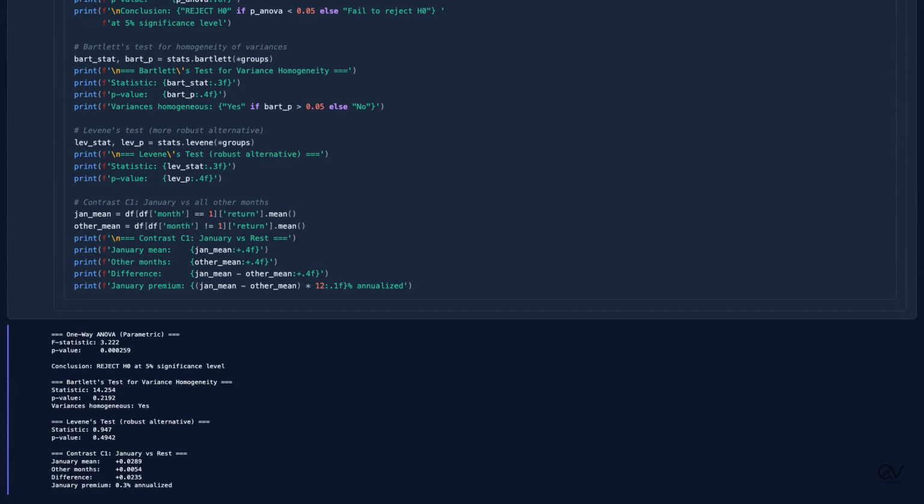The parametric ANOVA confirms the non-parametric results. The F statistic is highly significant, rejecting equal means across months. Bartlett's test checks whether the ANOVA assumption of equal variances holds, and it does in most cases, which validates the parametric approach. The key contrast, January versus all other months, shows a substantial premium.